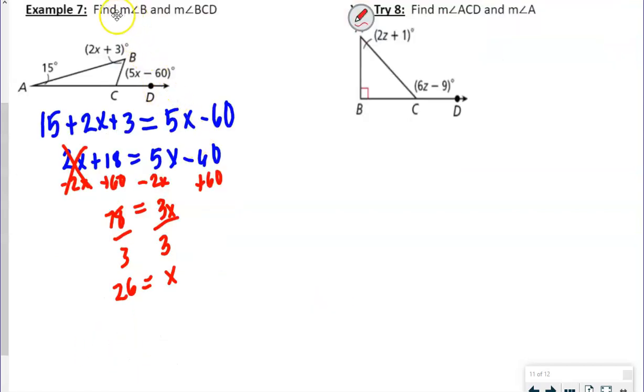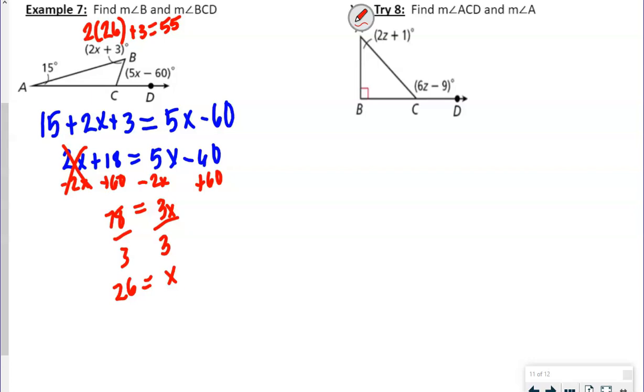Now this problem tells me to solve for angle B up here. So we're going to plug that 26 back in. So that's going to be 2 times 26, that would be 52, plus 3. So that's going to be 55. Now what I know is when I add the 15 and the 55 together, it should give me that exterior angle, right? So 15 plus 55, isn't that going to be 70? Yeah. So that exterior angle should be 70, right?